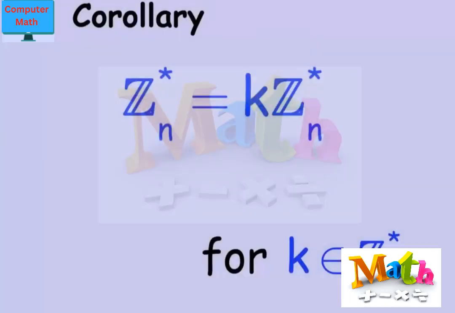Okay, so let's go back. What we've just illustrated is this fact that we've already concluded that if you take Zn star and you multiply it by an element k in Zn star, you get the same set in a different order. So Zn star is equal to k times Zn star.